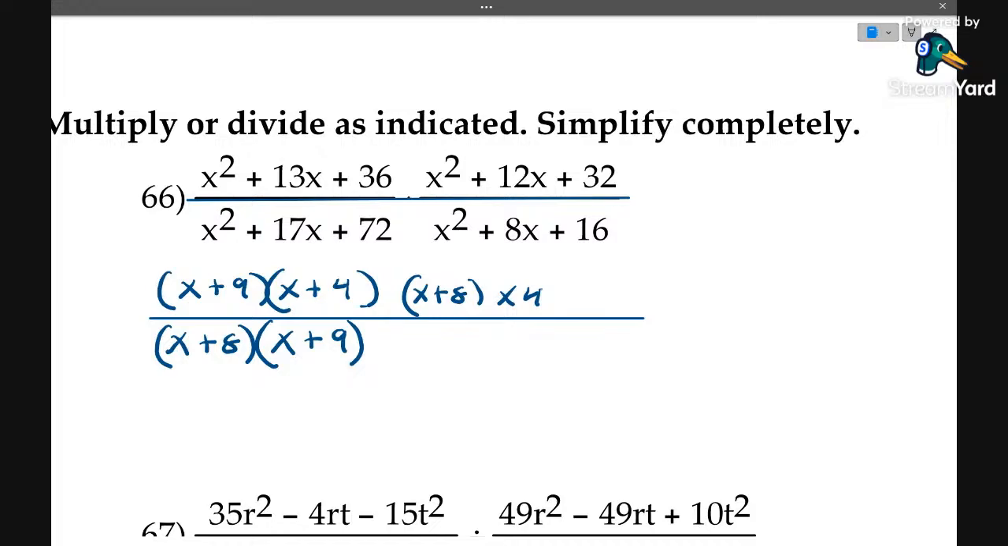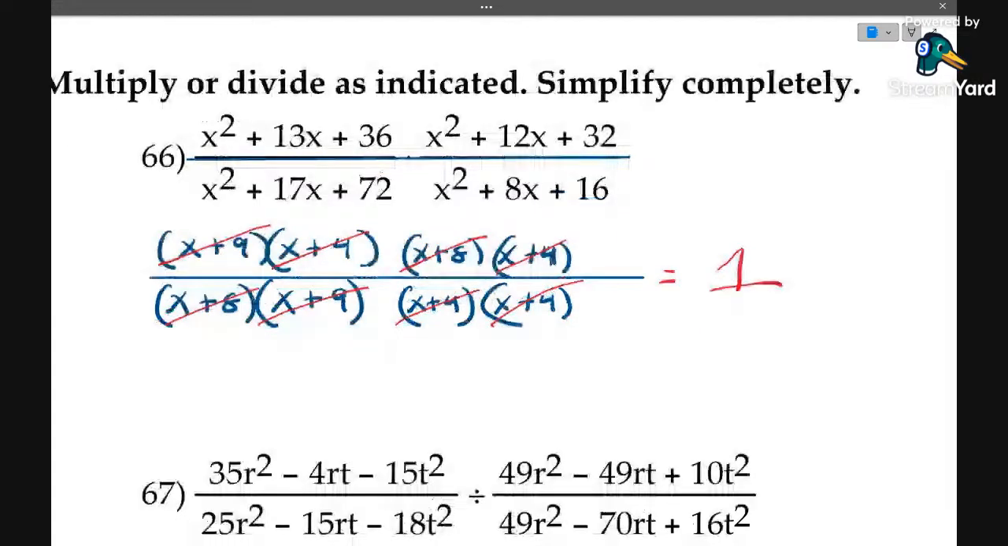And then the denominator is going to be 4 and 4 again. So we look for what we have in common. My first numerator, I've got an x plus 9 and I've got 1 in the denominator. I've got an x plus 4 in the numerator and another one in the denominator. I've got an x plus 8 in the numerator and an x plus 8 in the denominator, and then I've got another 4 and 4. So since everything cancels out, it equals a nice big whopping 1.